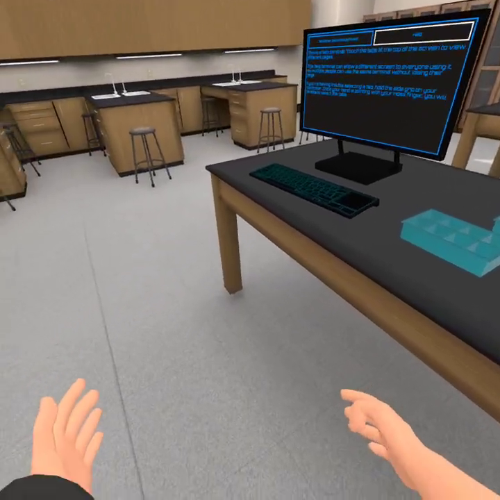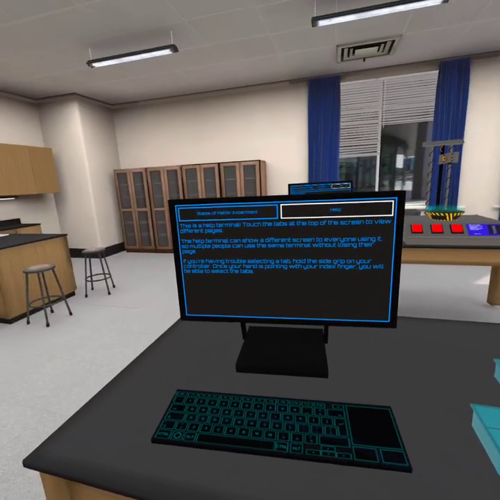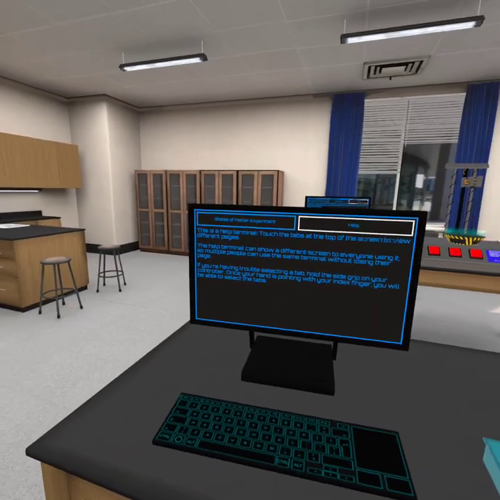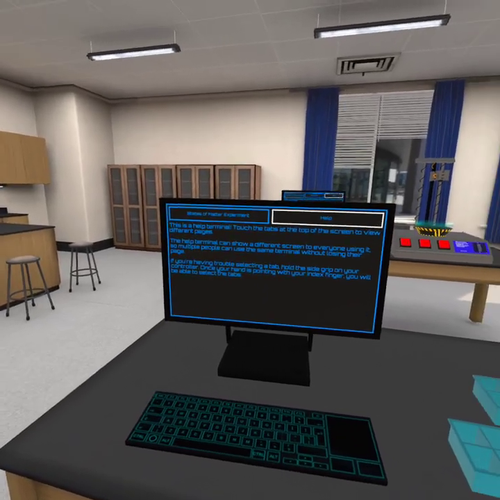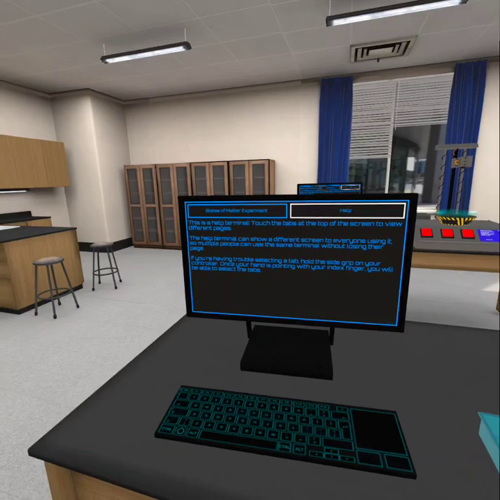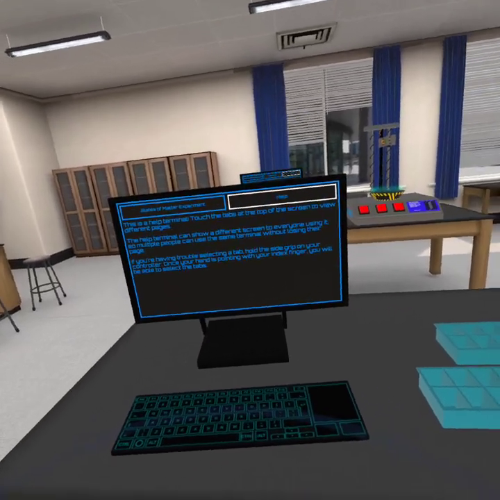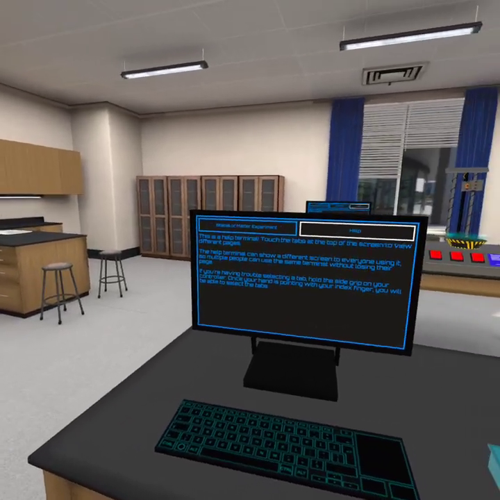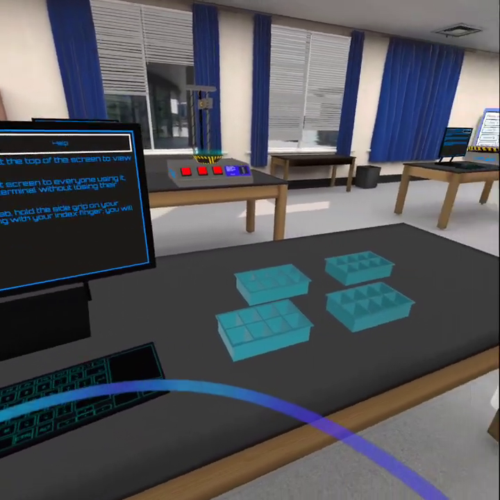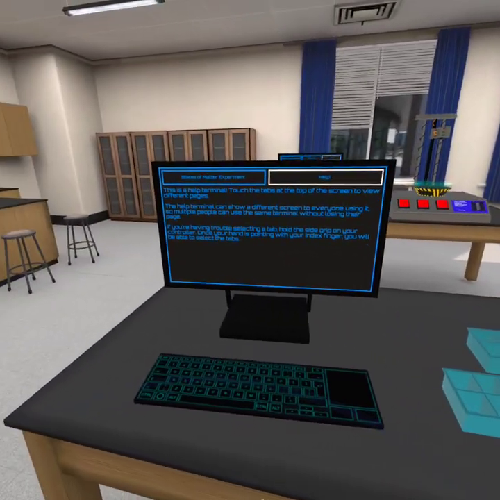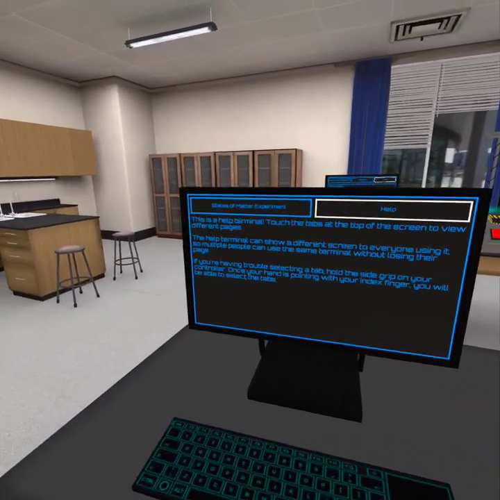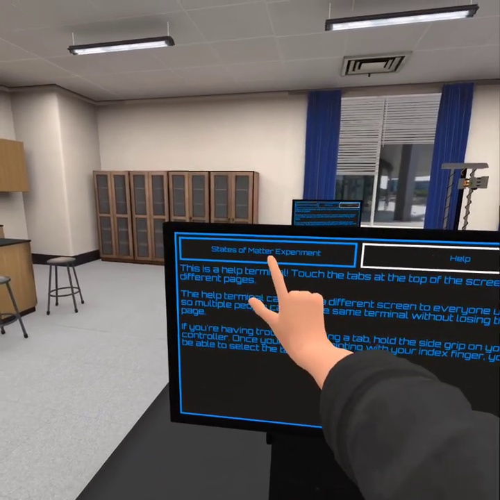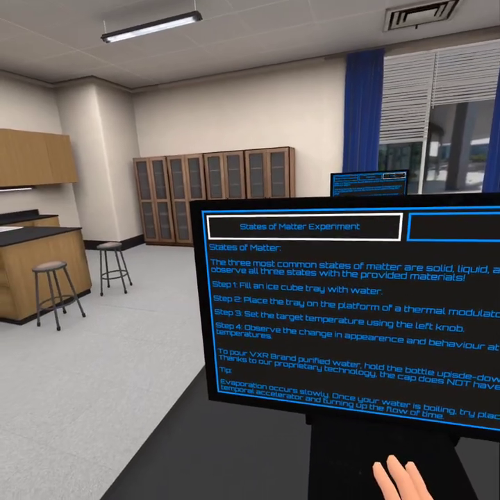Here we reached system 1. Our desktop is showing 2 important items highlighted. The first one is the states of matter experiment and the other one is health. Firstly we need to understand the states of matter before we do the experiment. Let's get closer a bit more. Now click on the first one, states of matter.